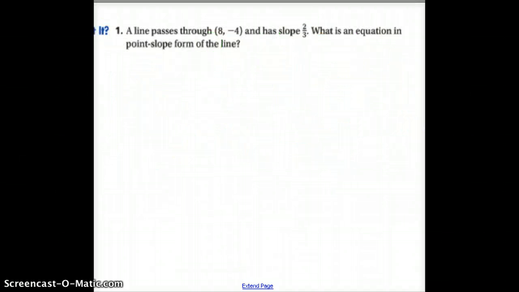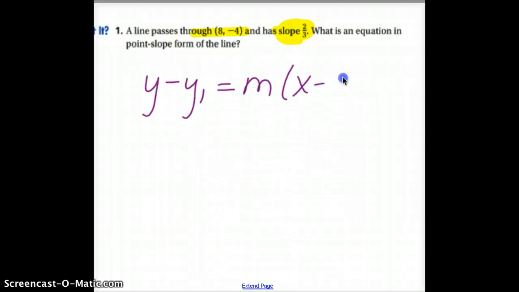Let's try another one. This time, a line passes through (8, -4) and has a slope of 2/3. We need to write an equation. So, if ever it didn't tell you what equation to write, since you only know one point, we can only use point slope form. y minus y1 equals m times x minus x1. Here we go, filling in what we know.